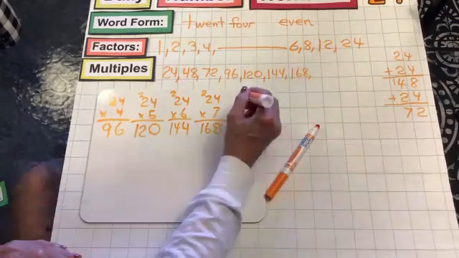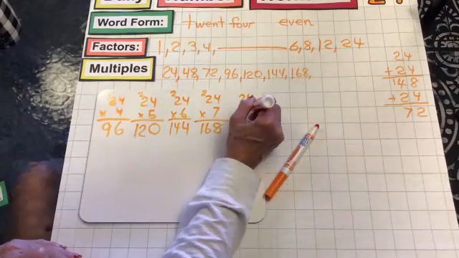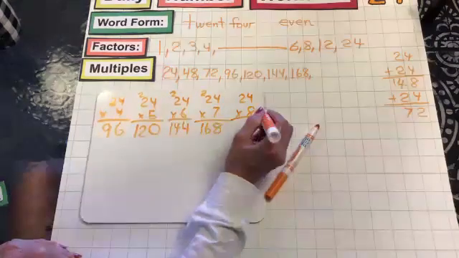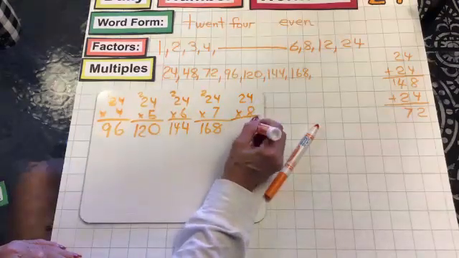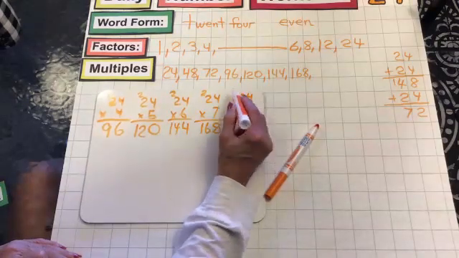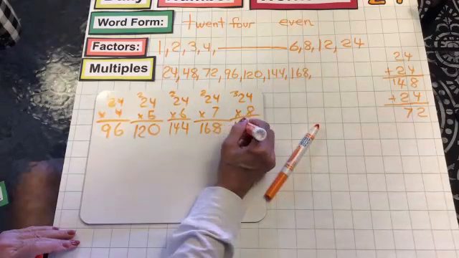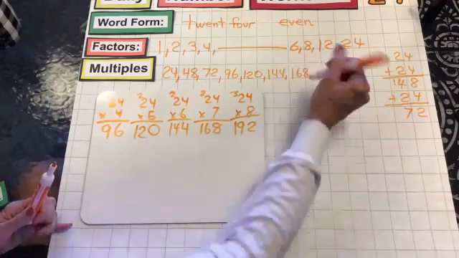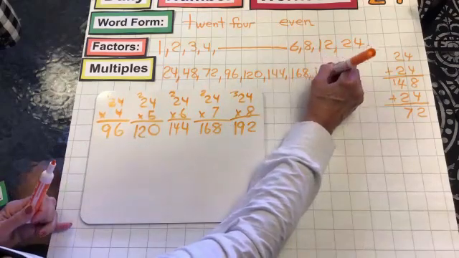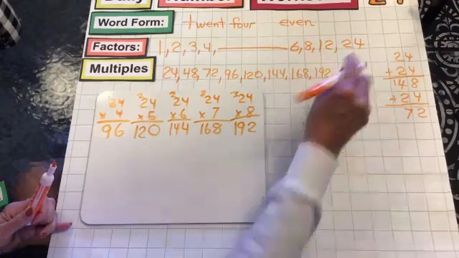The next multiple we're looking for is times 8. 8 24s. 8 times 4 is 32. Drop the 2, carry the 3. 8 times 2 is 16. Plus 3 is 19. So 8 times 24 is 192.